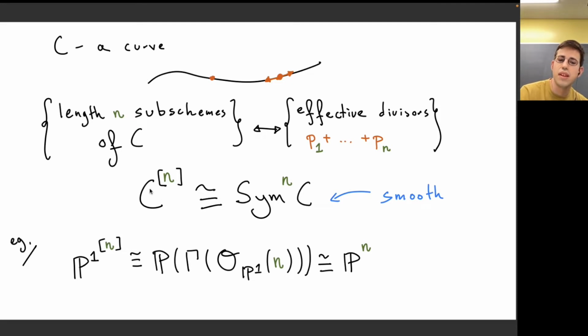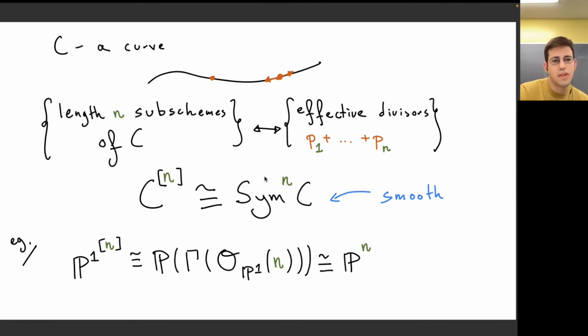So the Hilbert scheme of n points on C is the same thing as the symmetric product of n points on C, which is some smooth variety. And so these behave as nicely as could possibly be hoped. So for example, if my curve is just P1, then the Hilbert scheme of n points on P1, what's that? Well, all divisors of a given length on P1 are linearly equivalent. And so the Hilbert scheme of n points on P1 is just the total linear system associated to any one of these divisors. So I can take the projectivization of the space of global sections of O(n), and that's just n-dimensional projective space.